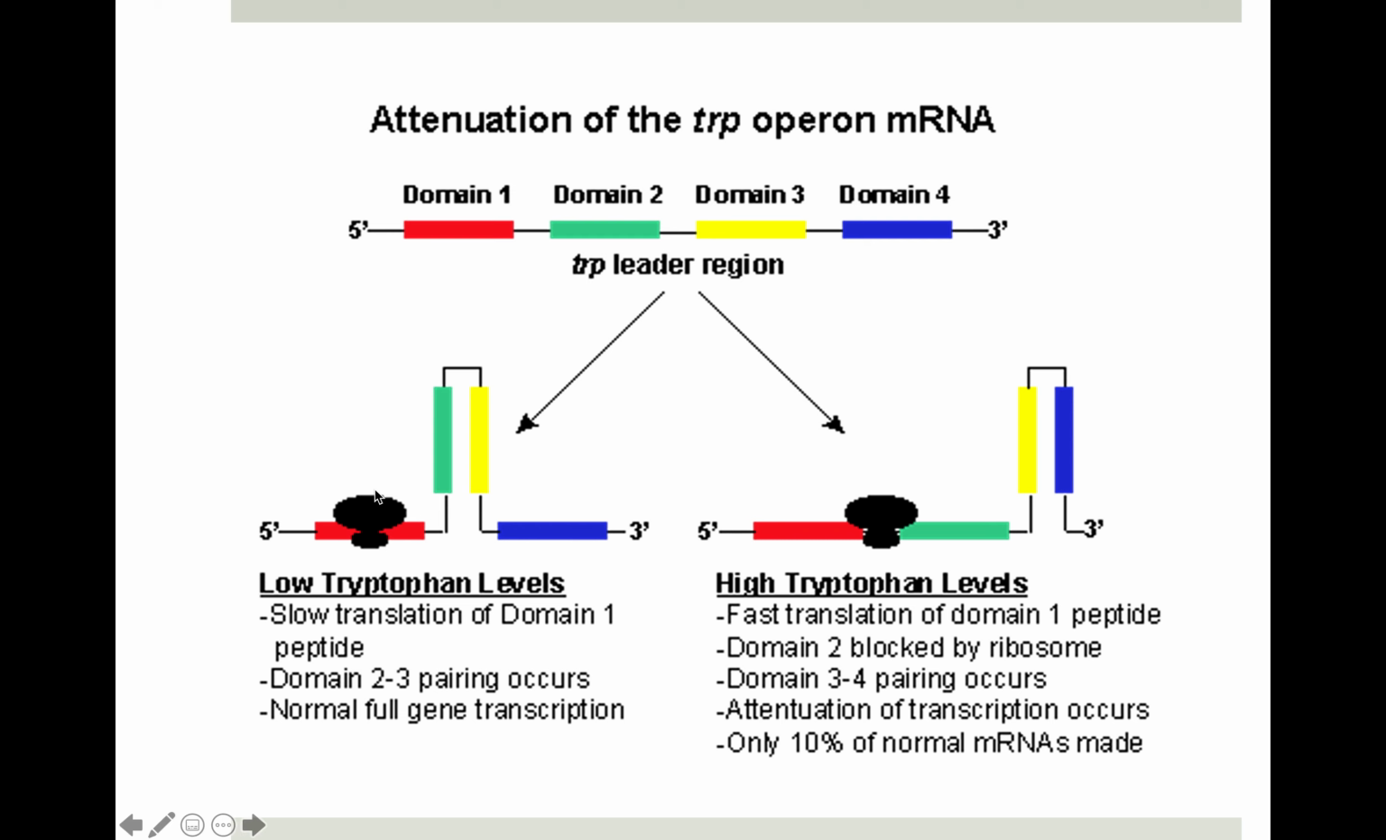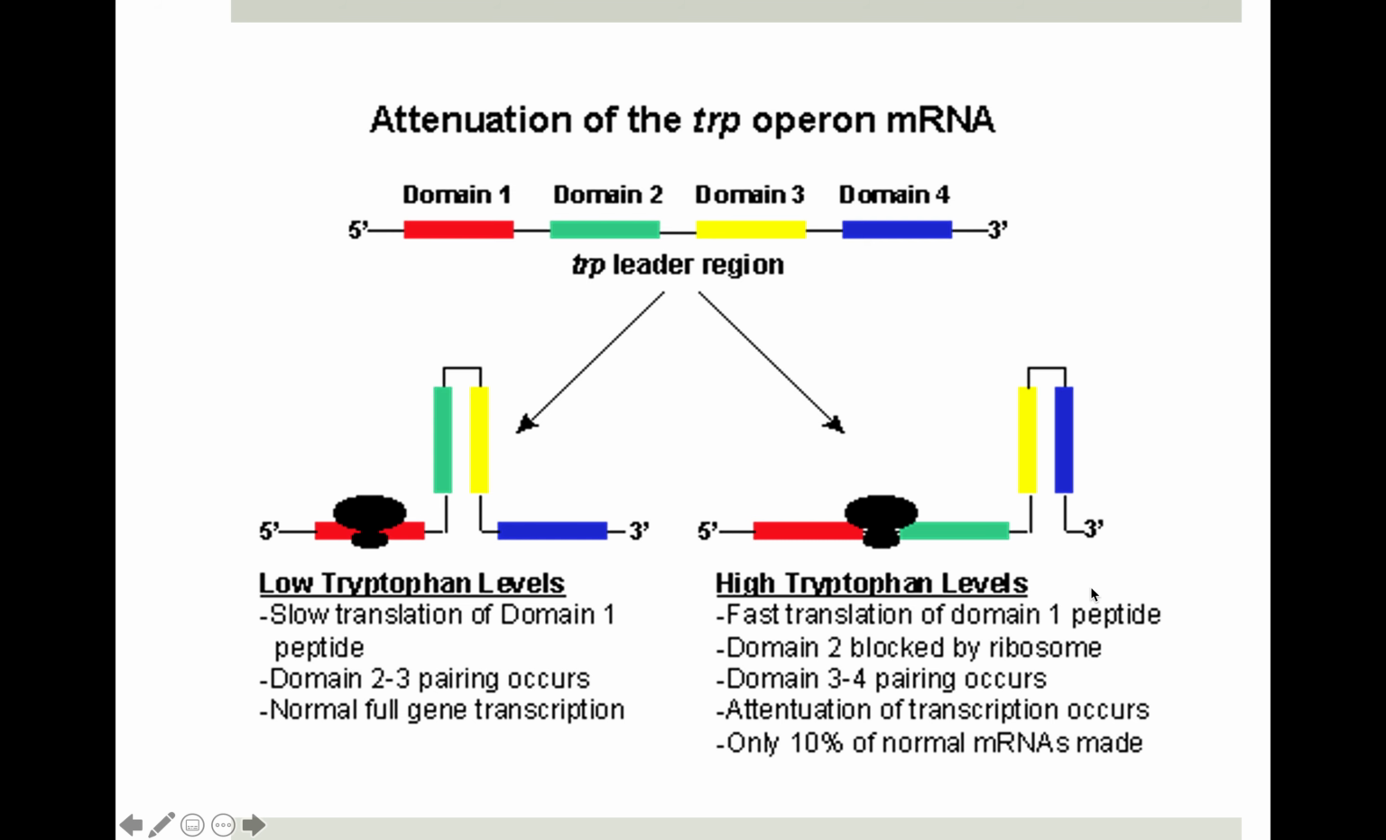So as you can see, this diagram explains generally the attenuation of the Trp operon of the mRNA. We only have 4 domains, or the 4 regions. Low trp level will cause slow translation of the domain 1 peptide. So domain 2 and 3 will pair to form a hairpin. So what happens is normal full gene transcription to produce tryptophan.